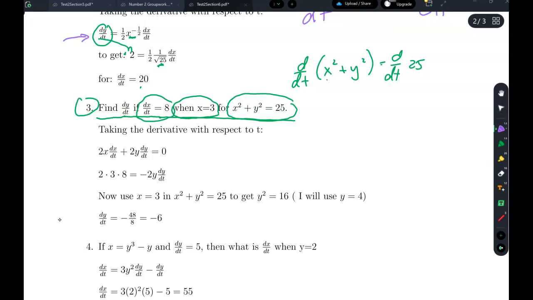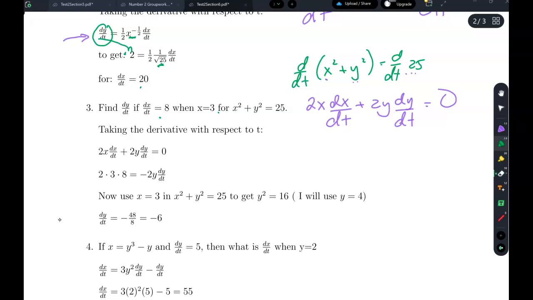taking the derivative of x squared gives me 2x times the derivative of the inside, which is dx over dt. To take the derivative of y squared, I get 2y. Derivative of the inside gives me dy over dt. And then don't forget the derivative of a number is 0. Okay, so now I'm going to look to see what I've got. So let me erase these things.